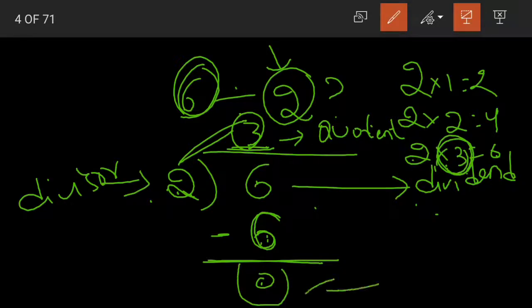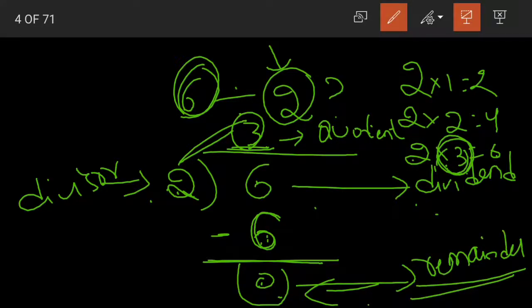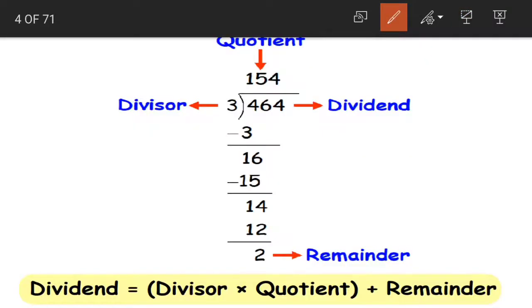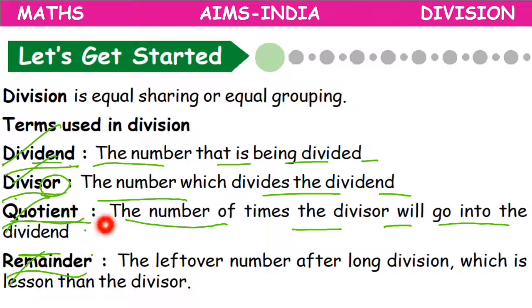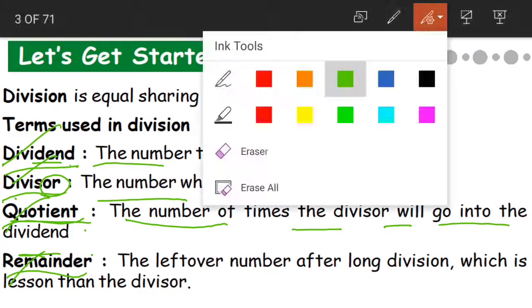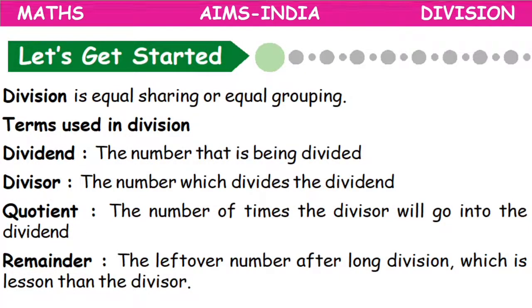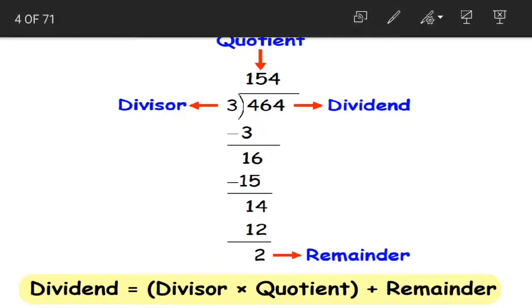That's it. This marks the end of division. Now what does 0 become? 0 is what is remaining, so it becomes our remainder. The number that is remaining at the end of division becomes our remainder. Clear, children? What terms do we have? Dividend, divisor, quotient, remainder. We have 4 terms that are used in division: dividend, divisor, quotient and remainder.